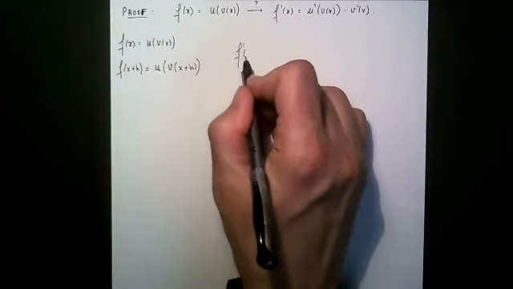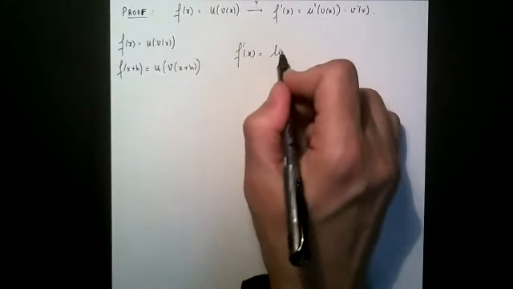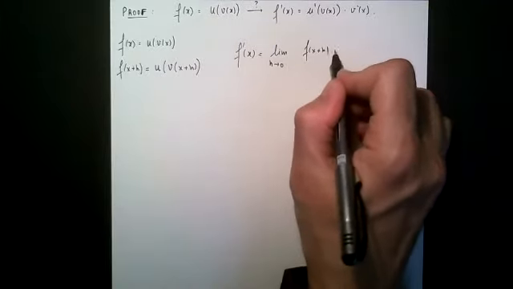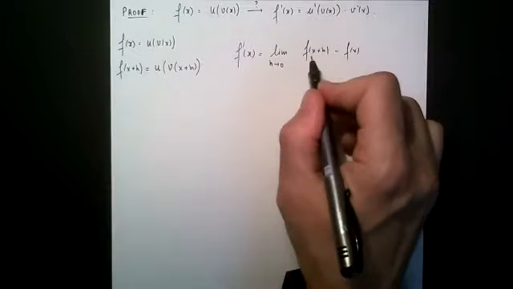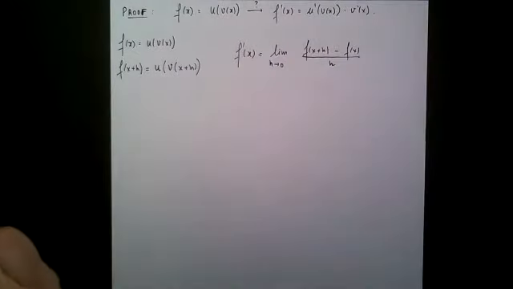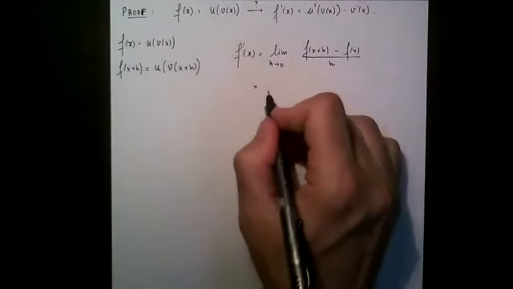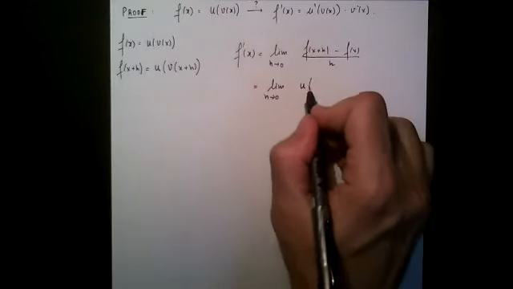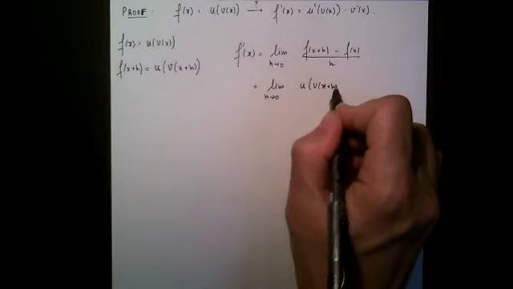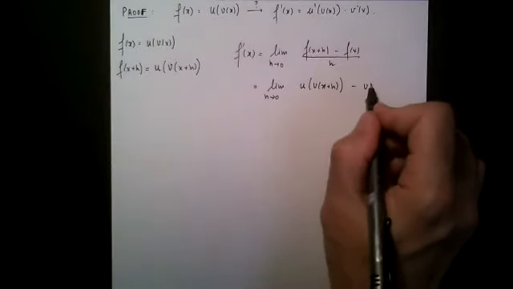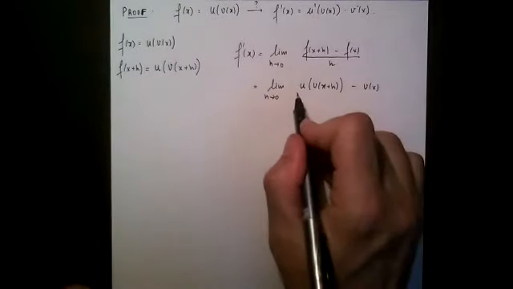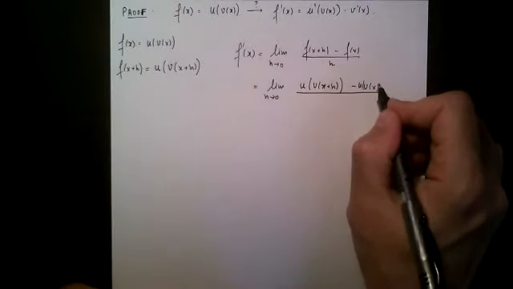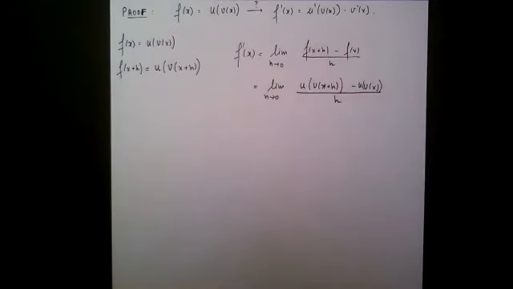f prime of x is equal to the limit as h approaches 0 of f of x plus h minus f of x over h. And that is equal to the limit as h approaches 0. So f of x plus h, which is u of v of x plus h, minus u of v of x, all this over h.